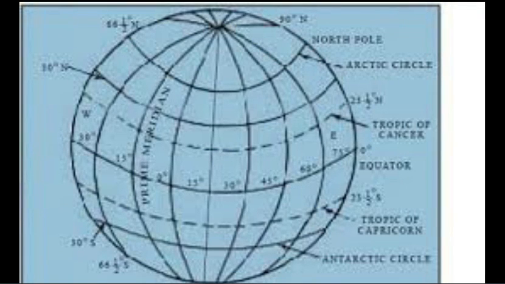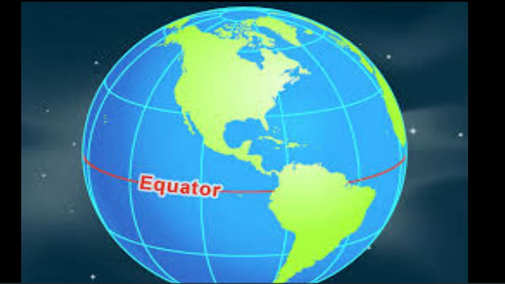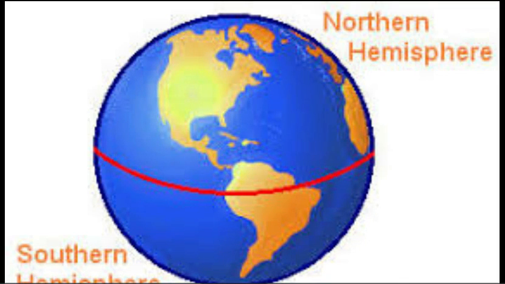Now, what are latitudes? Latitudes are imaginary lines which run from east to west on the surface of a globe. The circular line midway between the North Pole and South Pole is called equator, which is a fixed reference line for latitudes. This line divides the globe into two parts. The part of the globe to the north of the equator is called northern hemisphere, and the part south of this circular line is known as southern hemisphere.